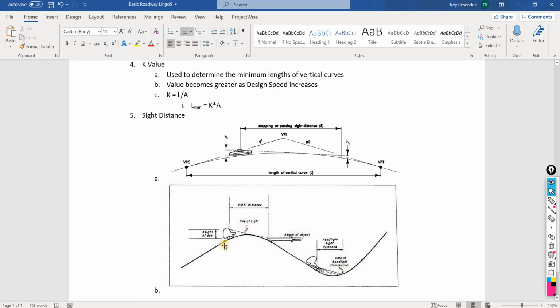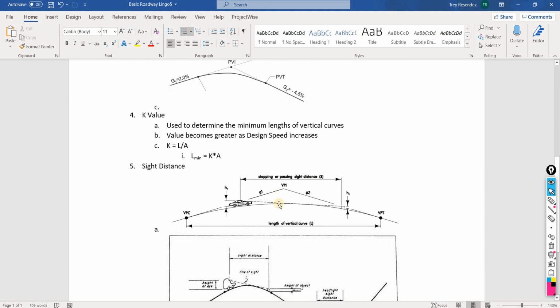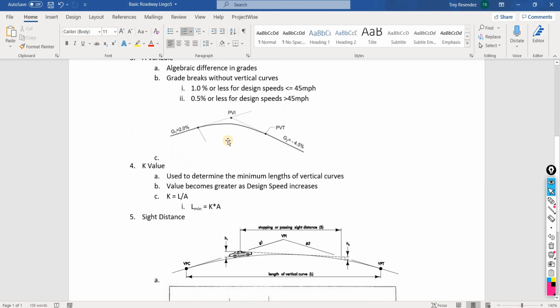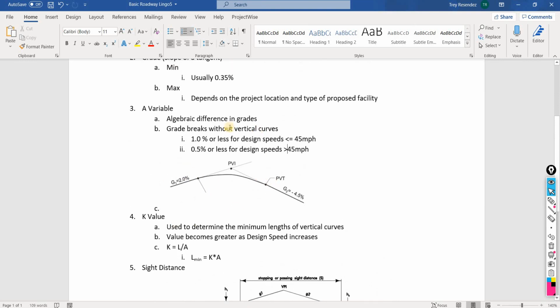In the next Roadway Lingo, I'm going to go over the different types of vertical curves, crest and sag. So it'll make more sense when I put those videos out. And one last quick thing is, just like the horizontal geometry, we have the points of curvature, points of intersection, and points of tangency. They're just vertical. That's the only difference.